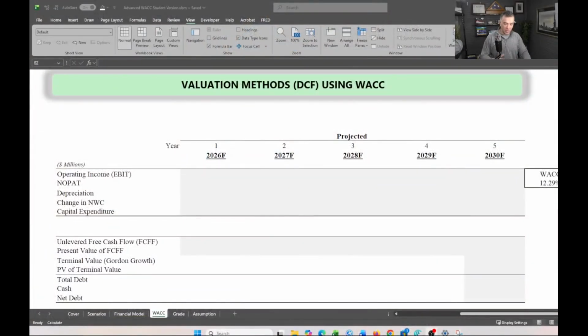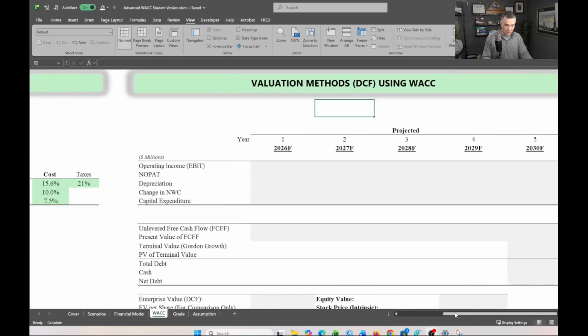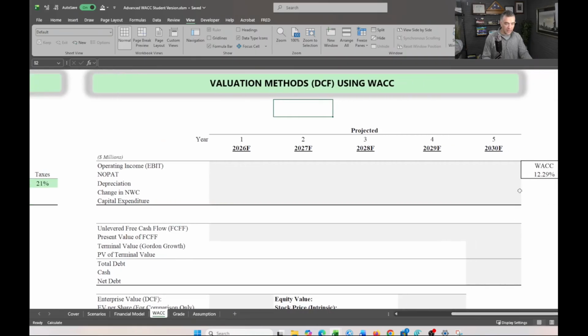In the first video, we calculated WACC, which I brought over here. Let me scroll over. So we got the WACC right there, 12.29%, based on this company and what this company has. It has preferred stock, common stock, and debt. So in this video, we're going to calculate the valuation.